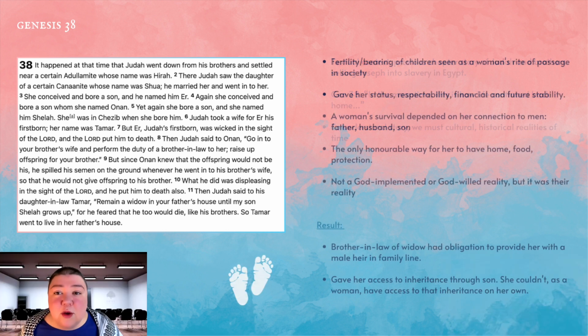First of all, fertility and the bearing of children was seen as a woman's rite of passage in society to having a place, status, respectability, but also financial and future stability. A woman's survival in this society depended on her connection and ties to men, whether it was her father, her husband, or her son. A woman would move from being provided for under her father's house and then later her husband's.